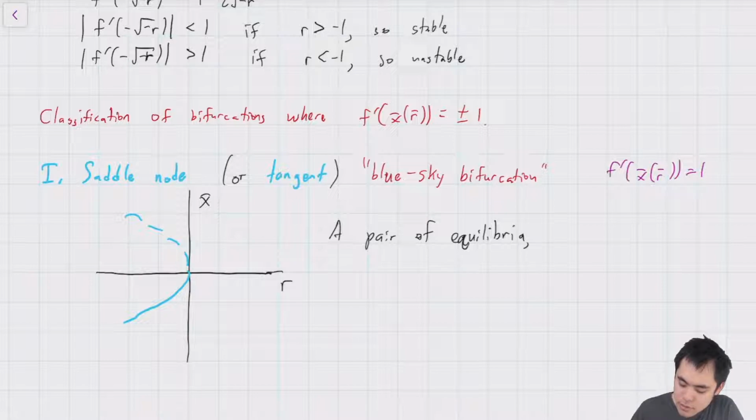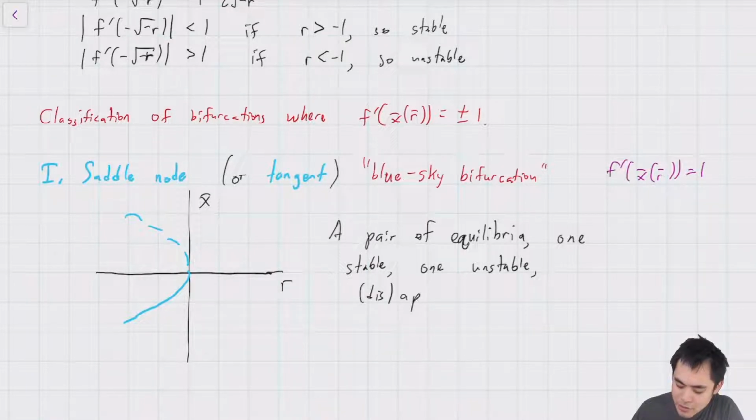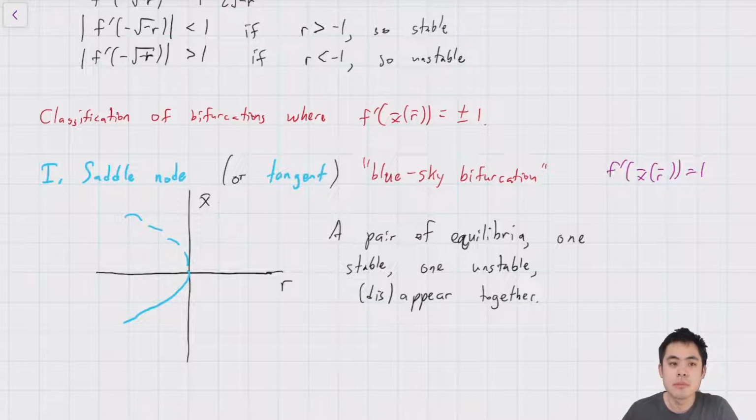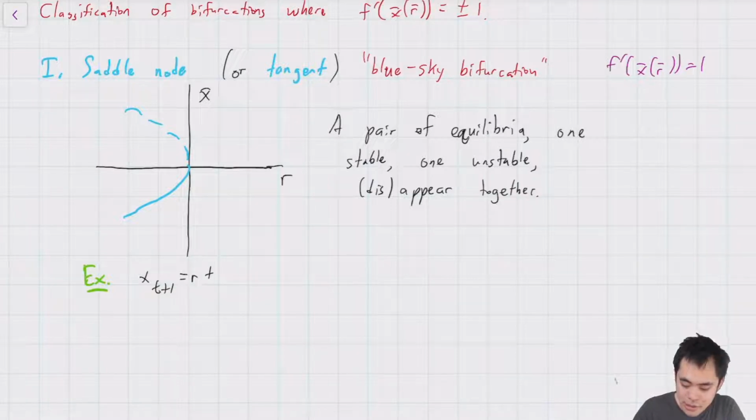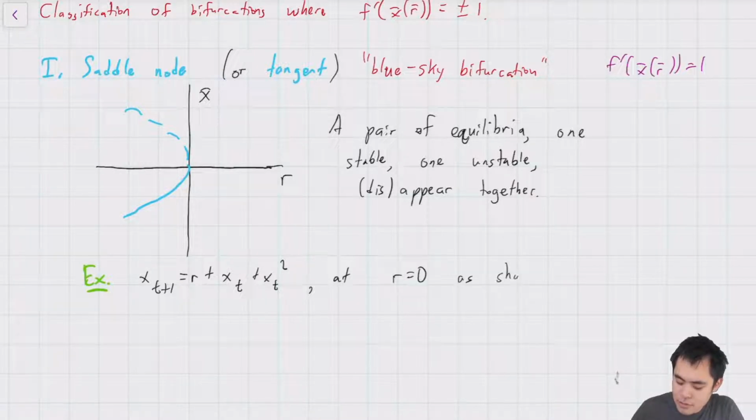Equilibria. One stable, one unstable. And they either disappear or appear together, depending on which way you're looking. Okay, and of course our example is just the one we gave above. So example: x sub t plus 1 is equal to r plus x sub t plus x sub t squared, at the point r equals 0 as shown above.